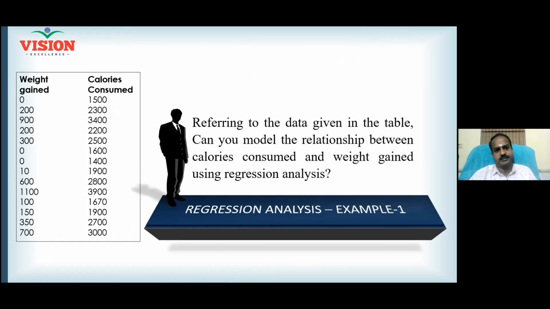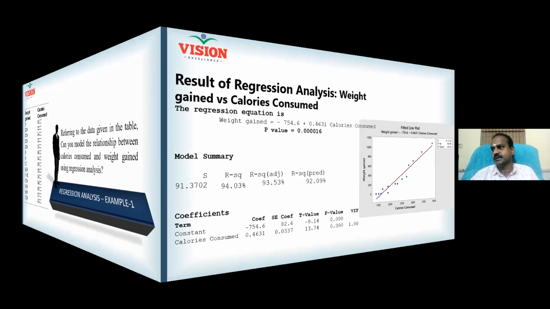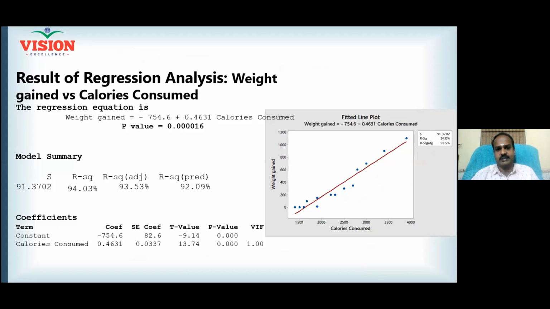Now, for the same problem, weight gain and calorie consumption, the data is available. And now I have done the regression analysis. This is the scatter diagram, and this is the regression line, and the equation of the regression line is available here. You can find it the way I explained, or you can use Minitab to generate it. That is an easy job. You can do that also.